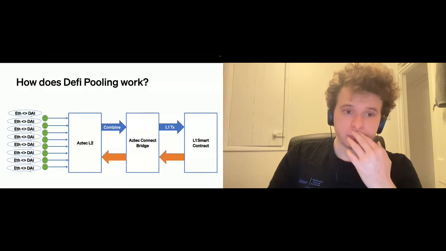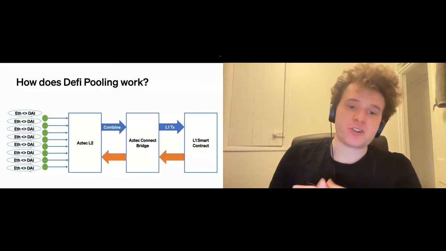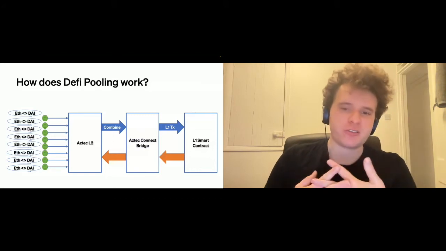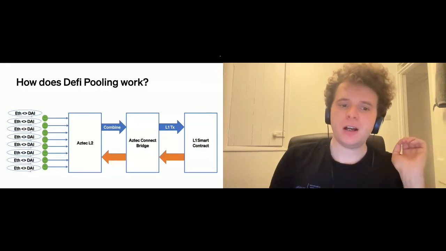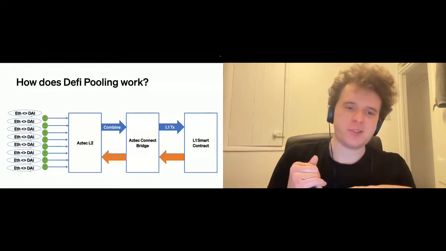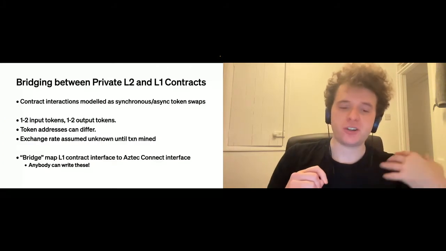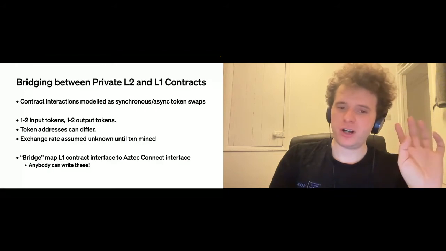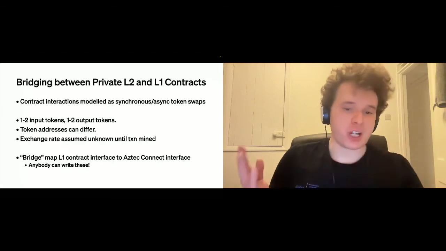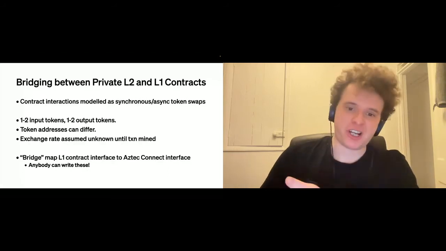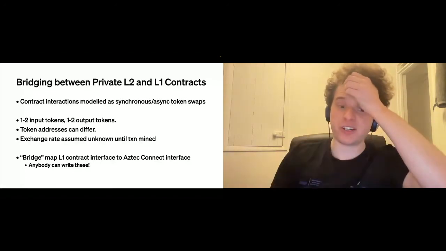So I mentioned bridging a lot. How does it work? Well, we model layer 1 smart contract interactions as either synchronous or asynchronous token swaps. So the idea is you have a couple of input tokens, a couple of output tokens. The addresses can differ. The exchange rate doesn't have to be known ahead of time. And the bridge contract will receive these tokens from our Aztec Rollup smart contract. The bridge contract will then do some kind of predefined deterministic interaction with a layer 1 smart contract or multiple smart contracts, and then return the output tokens back to Aztec.